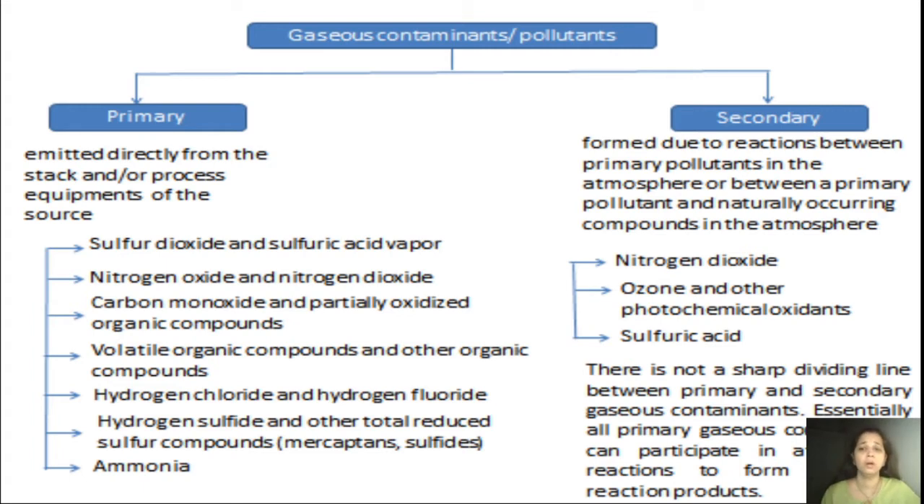Now here there is a point to be noted that there is no clear sharp demarcation between the primary and the secondary pollutants, because if you see, a few would be found in both the categories. This is possible because the primary gaseous pollutants can participate in a reaction to form the secondary reaction products. So the classification could be either or as well.